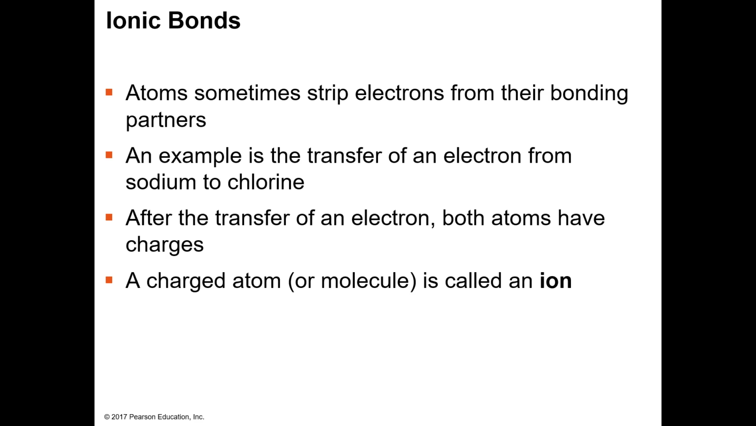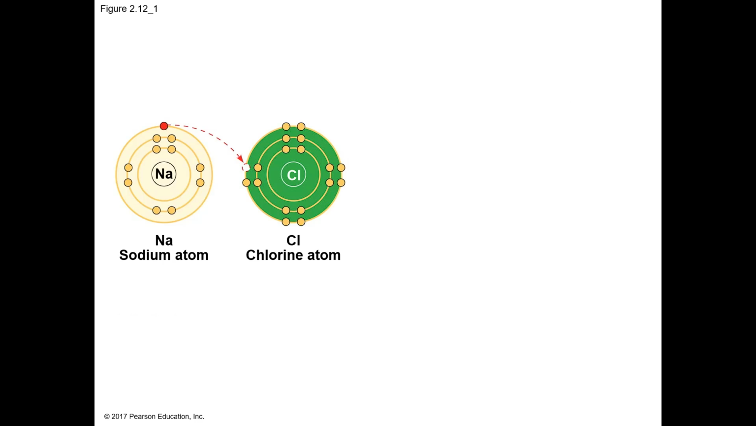Ionic bonds. Atoms sometimes strip electrons from their bonding partners. An example is a transfer of an electron from sodium to chlorine. After the transfer of an electron, both atoms have charges, and these are called ions. So this is called an ionic bond.